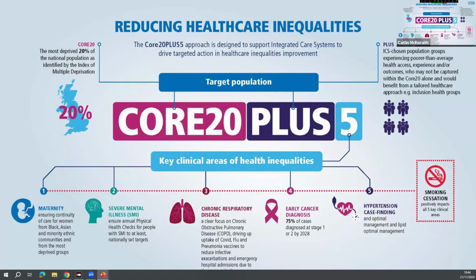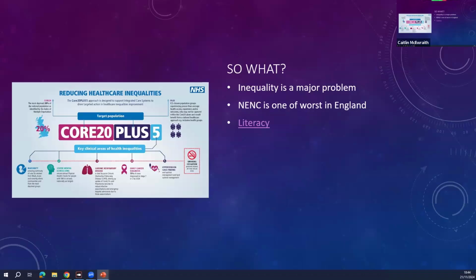And so why is that important? Well, essentially, inequality is a major problem. In our region, the Northeast and North Cumbria is one of the worst in England. Any idea, just shout out, what's the average reading age in England? Yeah, so 9 to 11 is the average reading age. So just remember that most people have the reading age of a 9 to 11-year-old. And that's really important in terms of inequality.